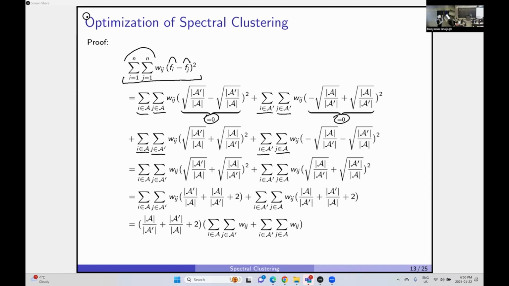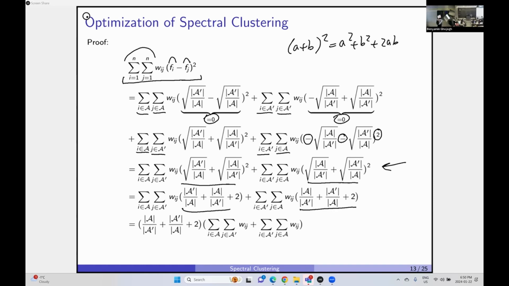Okay, fi minus fj will be 0 in 2 of them. Then I will have 2 parts, which are these. Okay, now these two minuses will go away because of this square. As you see, we don't have it here, and the rest is as before. Now I use the binomial theorem: a plus b squared is a squared plus b squared plus 2ab for these two.